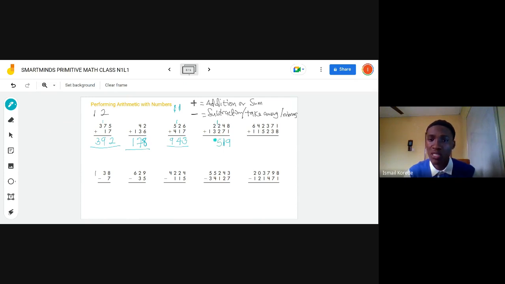5. 2 plus 3 gives 5. Then we drop the 1. 1, 5, 5, 1, 9. That's 15,519. So let's add 6 digits together and see what the answer is going to be.